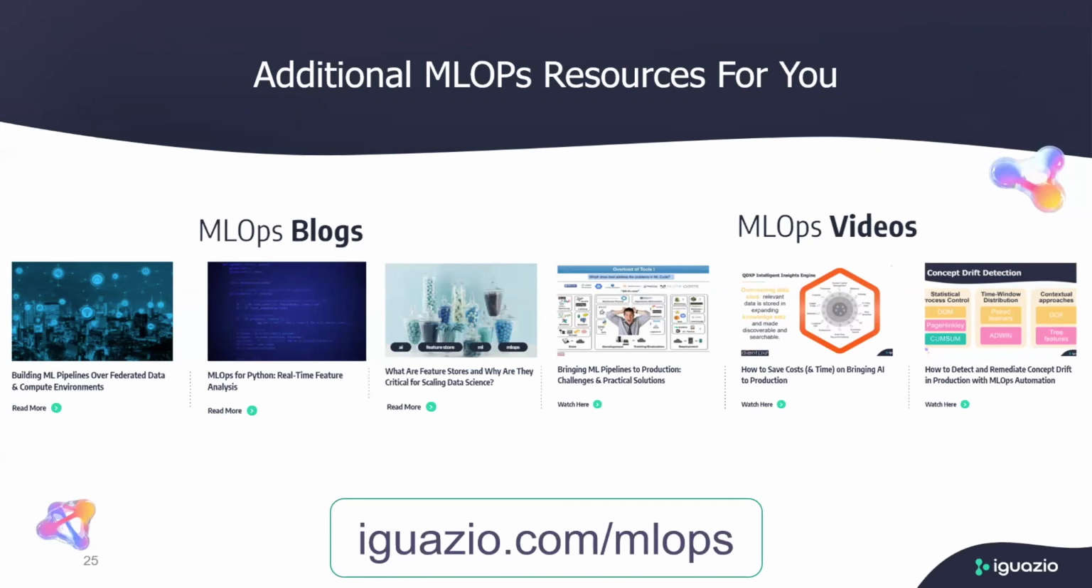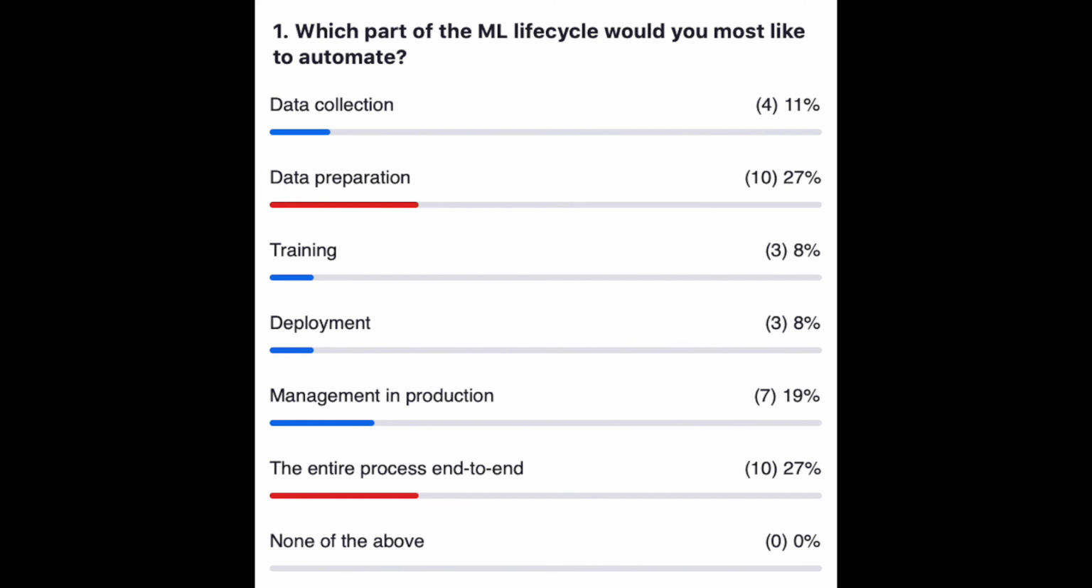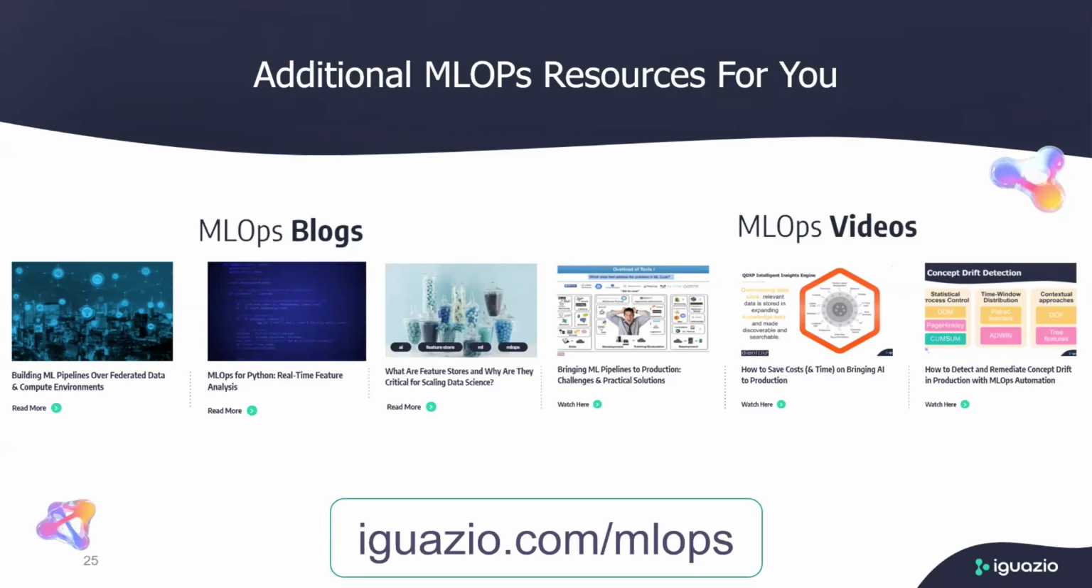And we'll go ahead and share the results of the second poll as well. So which part of the ML lifecycle would you most like to automate? It's actually a tie between data preparation and the entire process end to end, 27% each, followed by management and production, and then data collection, and then training and deployment. And here again, 0% said none. So very interesting results. Yeah, and Yaron, to your point, data is the problem, not the ML, apparently. So this poll just proves another data point for our collection.